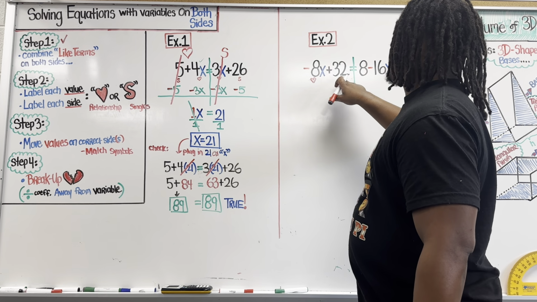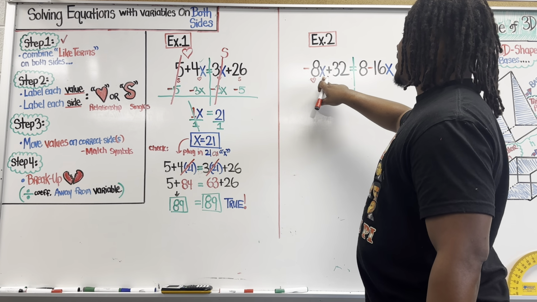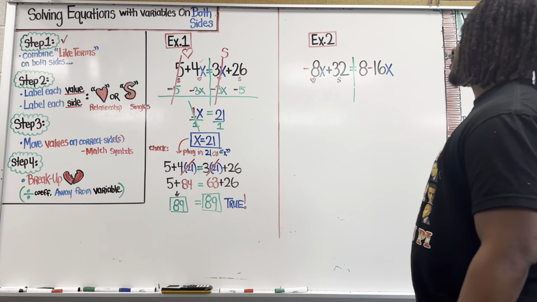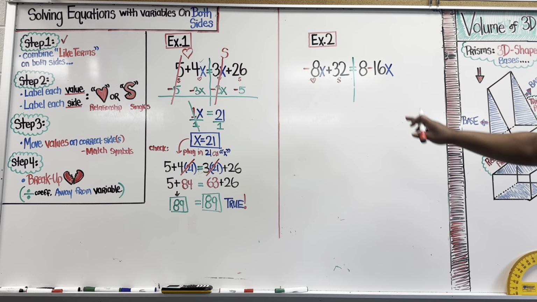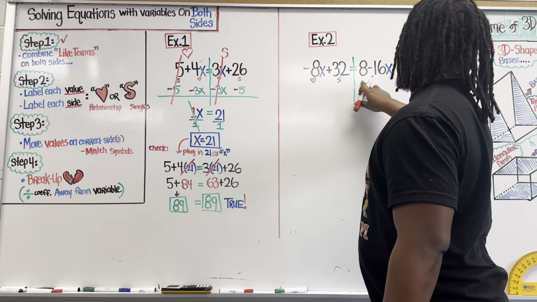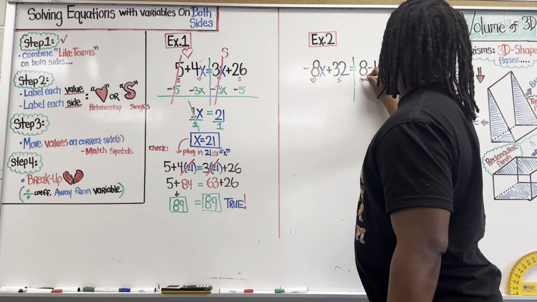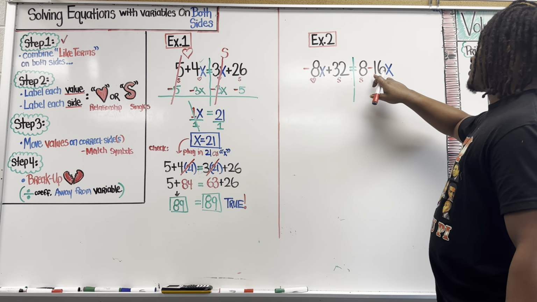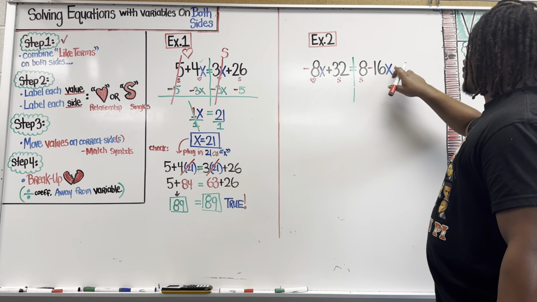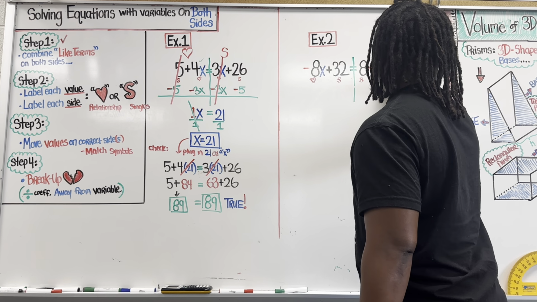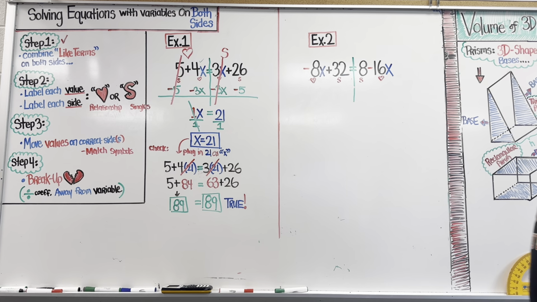Positive 32 is not attached to an x, so it's not in an operation with x. I'm going to put single. Positive 8 is also not in operation with an x, so I'm going to put an S. And then negative 16x: negative 16 is in a relationship, or an operation, with this unknown value of x. So I'm going to put a heart. That's how we successfully label each value.